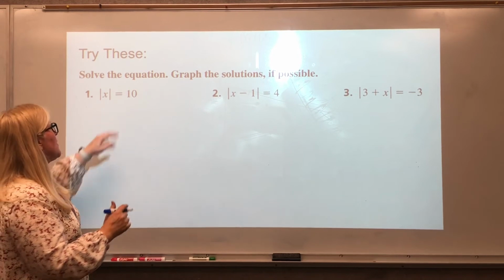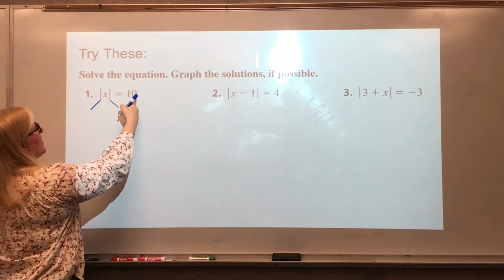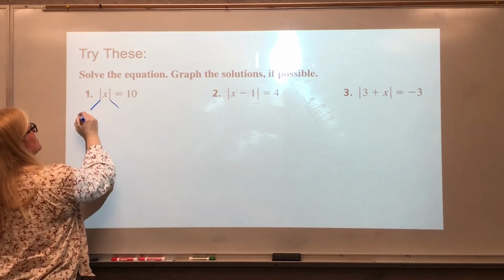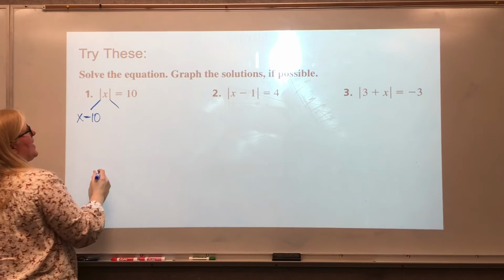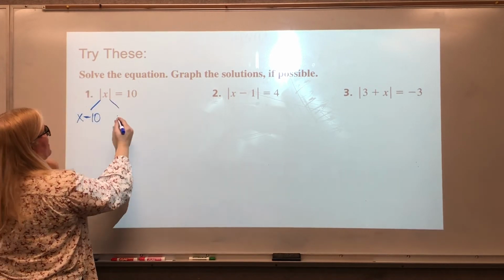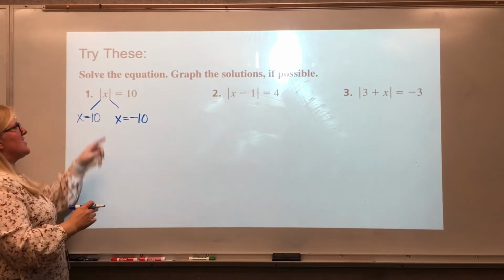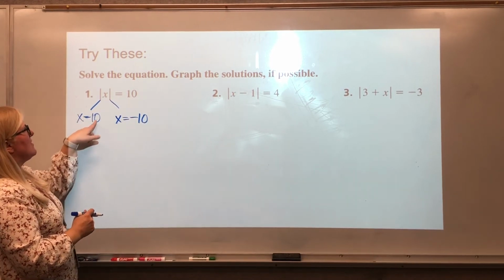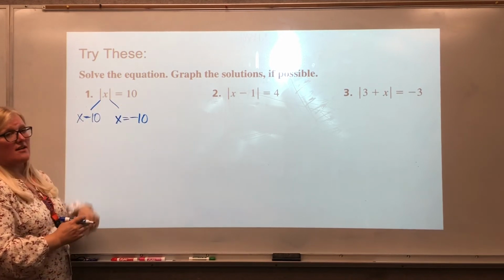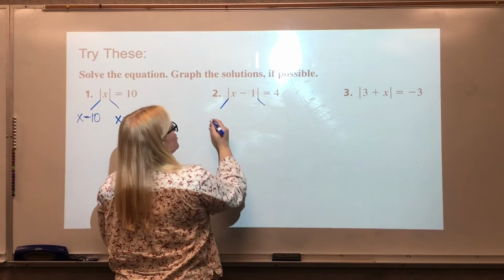Okay, so this first one, again, remember we're going to have two equations. The first one is what it is without the absolute value sign. So it's just x equals 10. And remember, the second one is x equals the negative of what I have. So it's x equals negative 10. And that makes sense. The absolute value of 10 is 10. The absolute value of negative 10 is also 10.